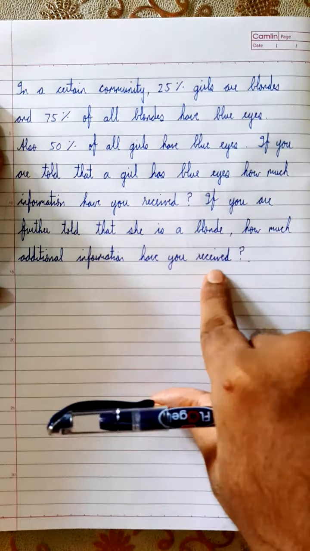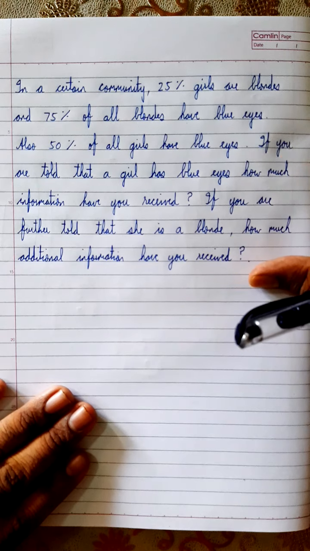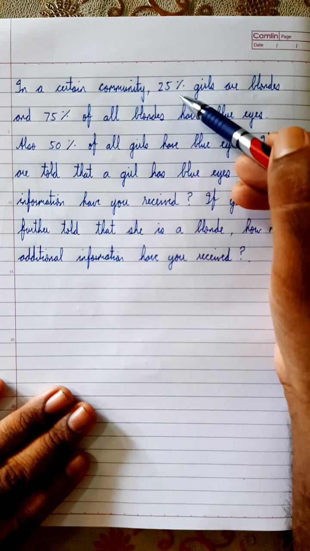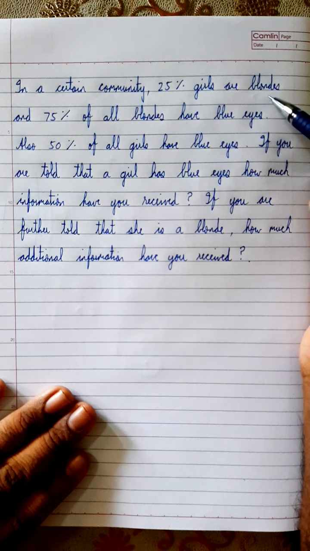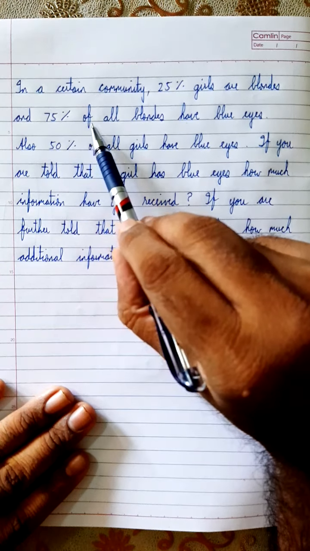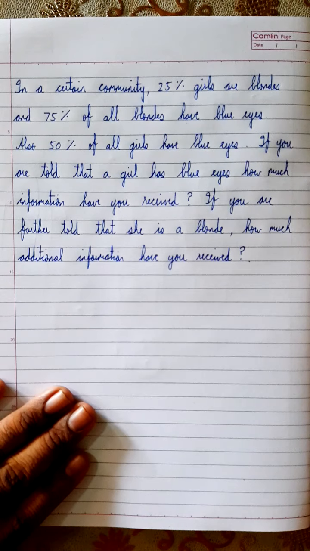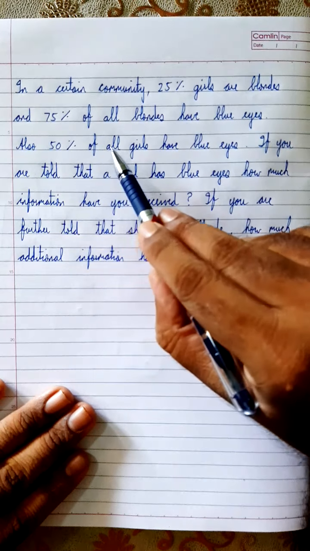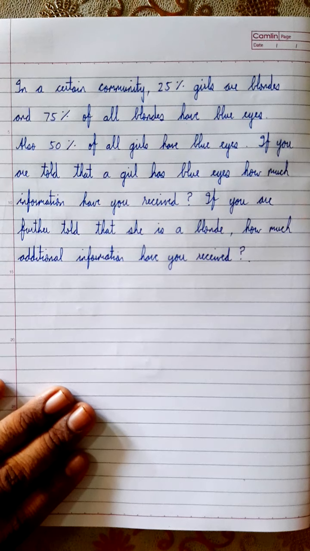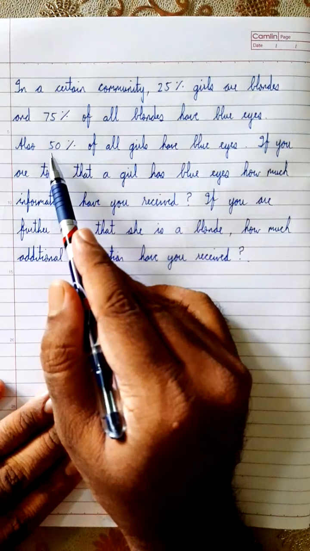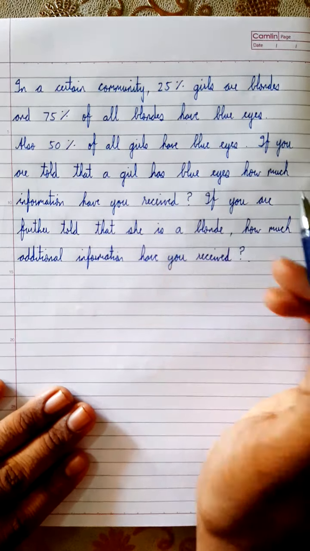Okay, so here, like I said before, let's break down each and every sentence. Let's read the first sentence. In a certain community, 25% of all girls are blondes, and 75% of all blondes have blue eyes. Also 50% of all girls have blue eyes. So 25% of all girls are blondes and 50% of all girls have blue eyes. So let's start with that.